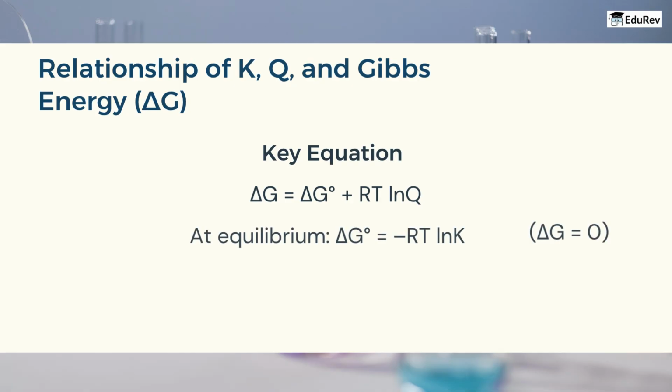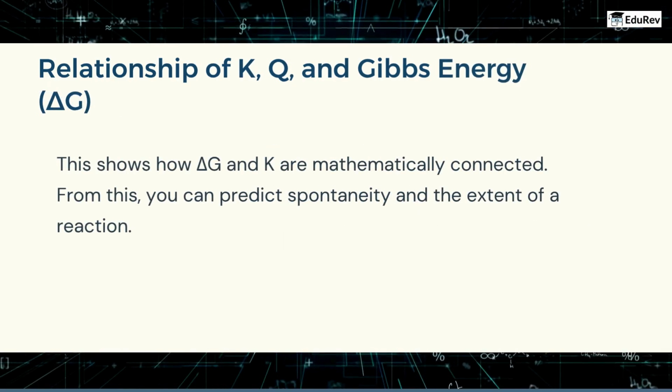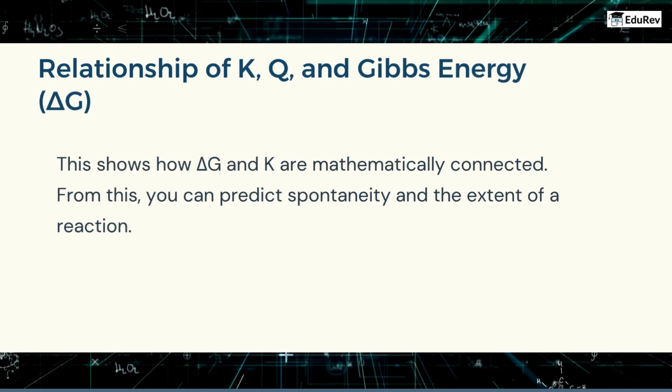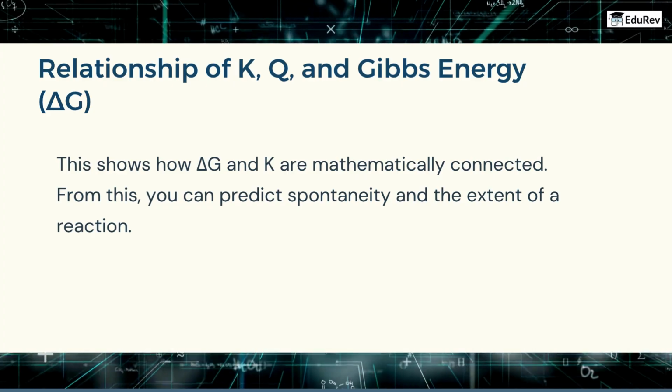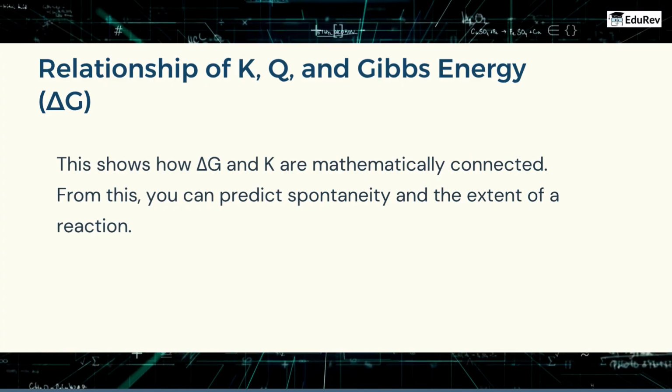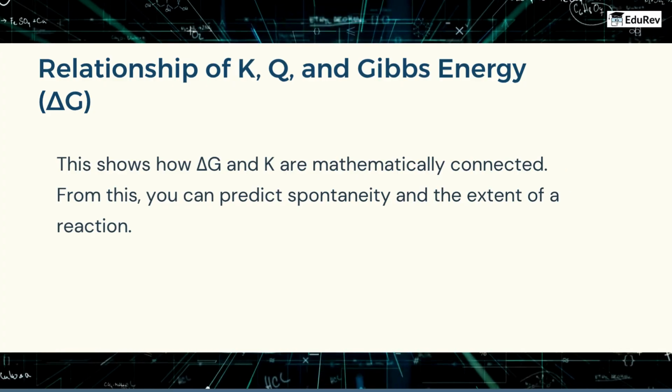At equilibrium, delta G equals 0 and the equation becomes delta G naught equals negative RT log K, which means K equals exponential of negative delta G naught divided by RT. This shows how delta G and K are mathematically connected. From this, you can predict spontaneity and the extent of a reaction.